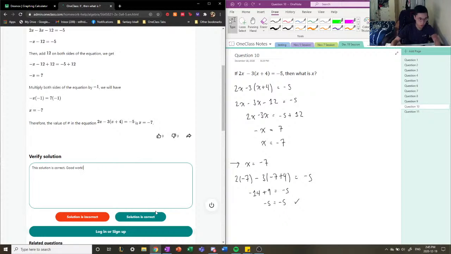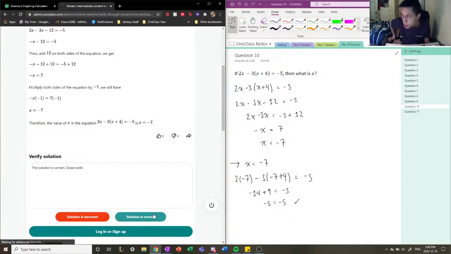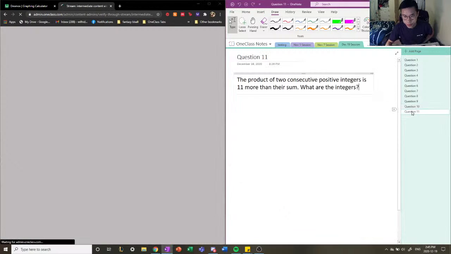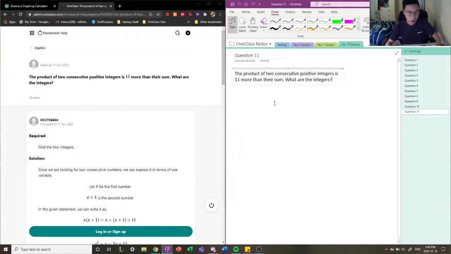Good work. Finally, we're going to talk about the last question. The product of two consecutive positive integers is 11 more than their sum. So what are the integers? Integers are basically whole numbers that are positive or negative. In this case, the question specifies that there are two positive integers and they're consecutive. So we need to find the value of the integers.